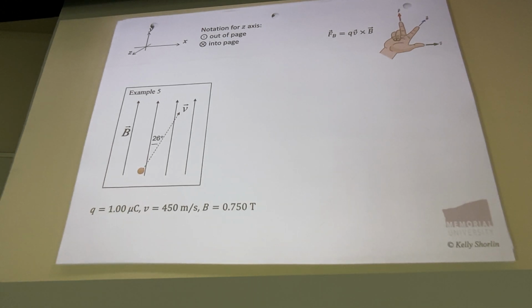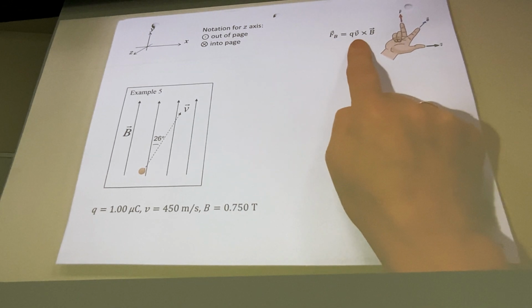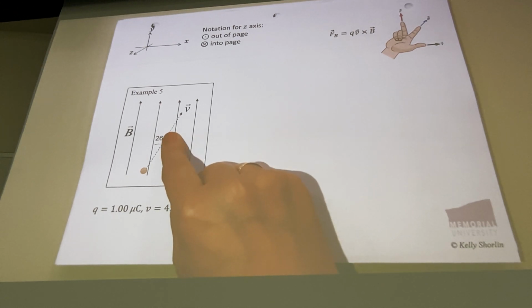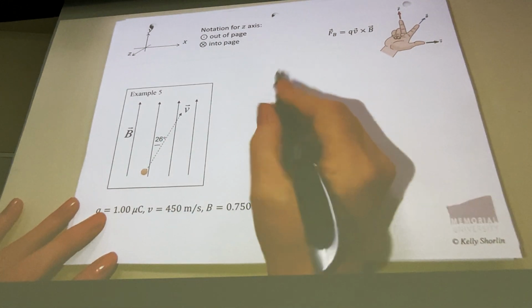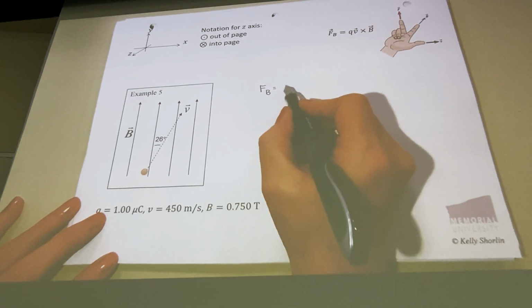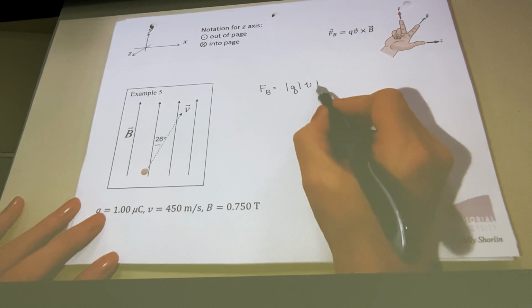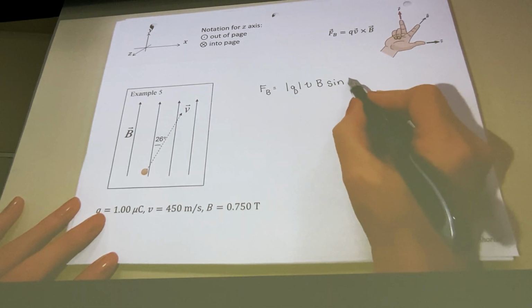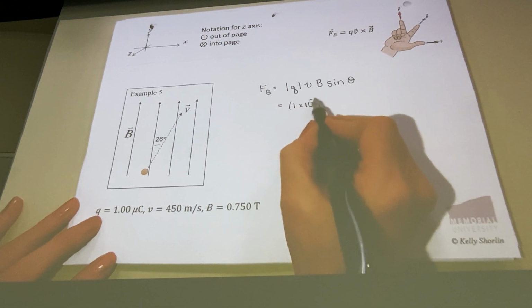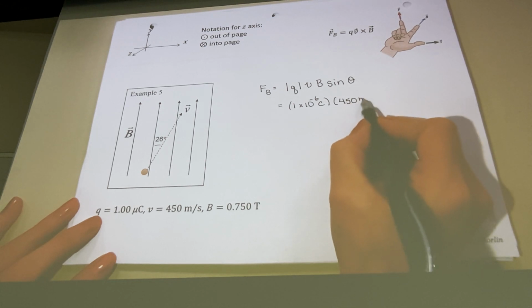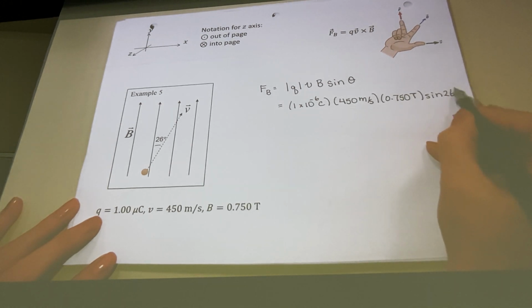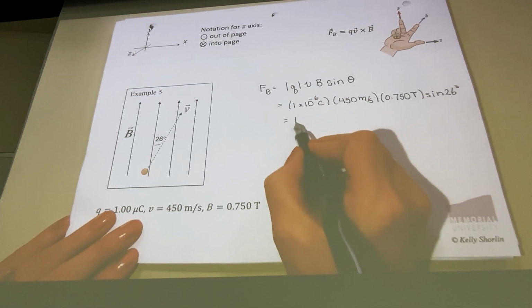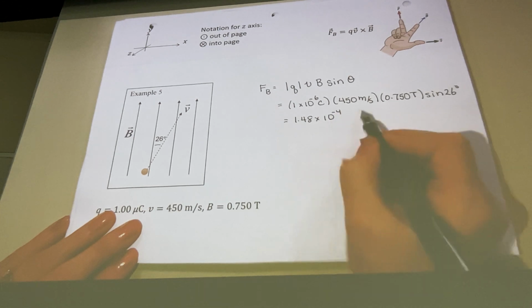So we can do this in one of two ways. We can do magnitude and direction, or we could do the cross product. To do the cross product wouldn't be that difficult, but you would have to break your velocity into components. So let's just try magnitude and direction and see if that one's a little bit more straightforward. So the magnitude of the magnetic force is the magnitude of the charge times the speed times the magnitude of the field times the sine of the angle between them. We do have all of these numbers. And we get that the size of the magnetic field is 1.48 times 10 to the minus 4 newtons.